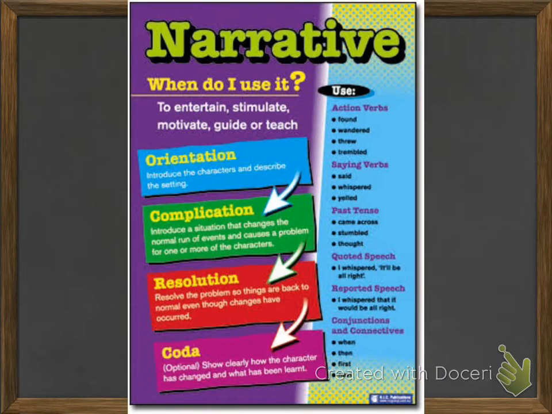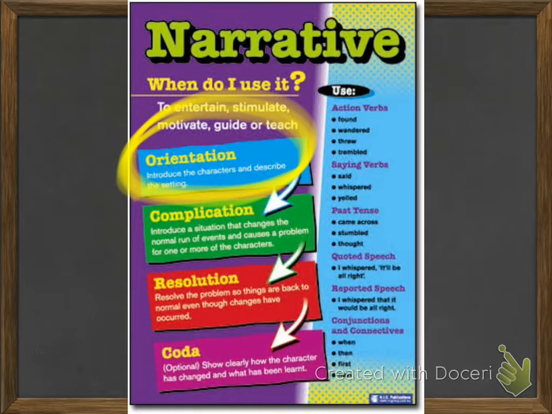So how do we structure a narrative? We have 4 main sections. All narratives start with what we call the orientation, and the orientation sets the scene. Our orientation tells us about our main characters, it introduces them, it gives the setting where the story is taking place, and tells us a bit about what's coming up ahead.